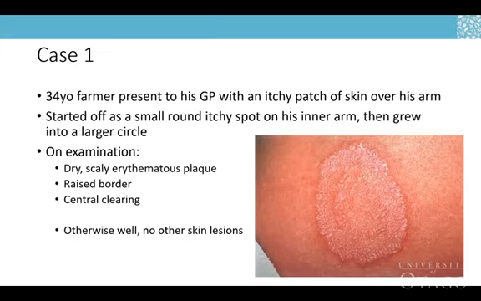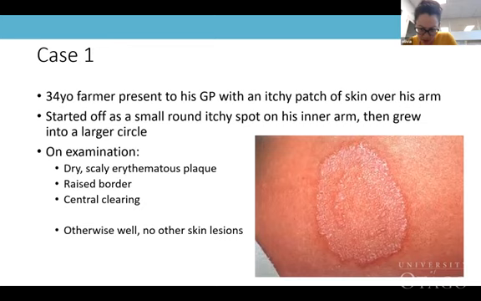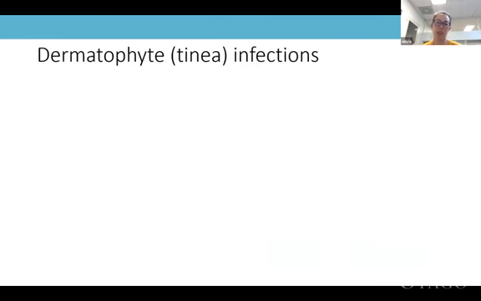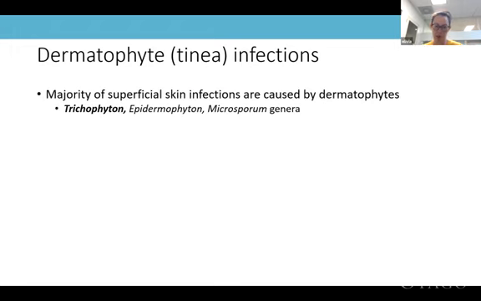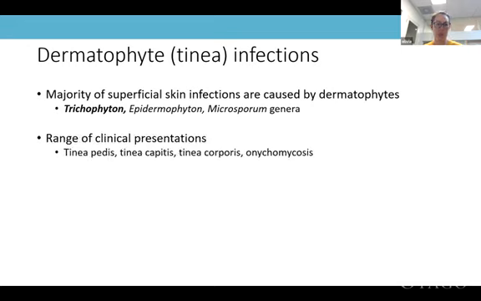Ringworm? Yeah, cool. So this is ringworm, which is an interesting name because it's not a worm at all, it's a fungus. Another word for it is tinea, and it is caused by dermatophytes, which are a type of mold. The majority of superficial skin infections are caused by dermatophytes. The most common ones are in the Trichophyton group, but you don't need to know too much about the others.